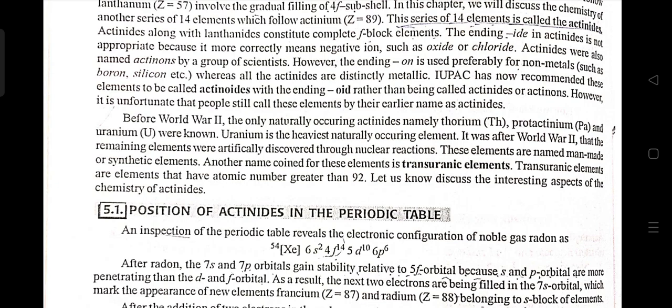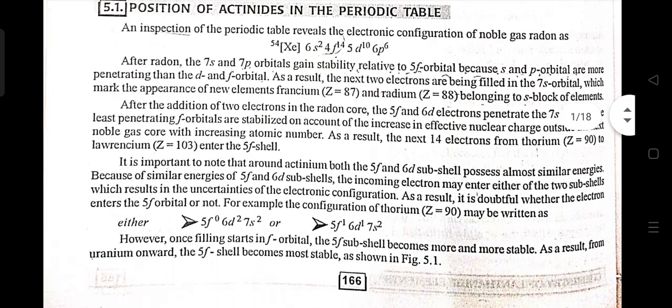Let us now discuss the interesting aspects of the chemistry of actinides. Position of actinides in the periodic table. An inspection of the periodic table reveals the electronic configuration of the noble gas radon as 6s2, 4f14, 5d10 and 6p6. After radon, the 7s and 7p orbitals gain stability relative to the 5f orbitals because s and p orbitals are more penetrating than the d and f orbitals. As a result, the next two electrons are filled in the 7s orbital, which marks the appearance of the new elements francium and radium belonging to the s block elements.